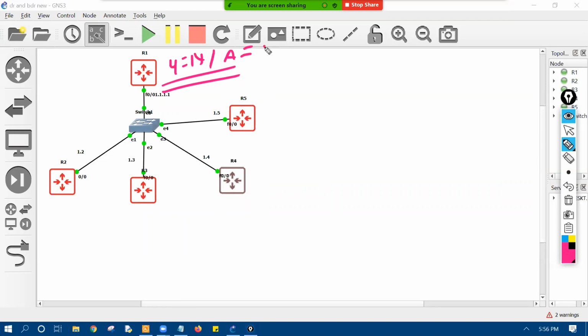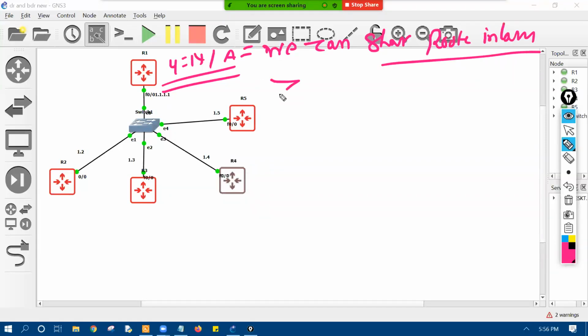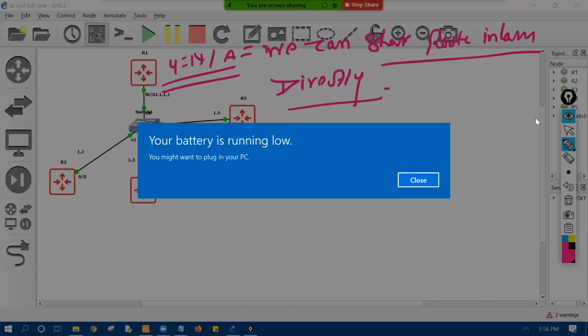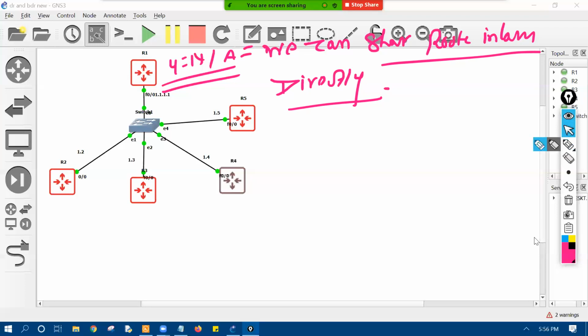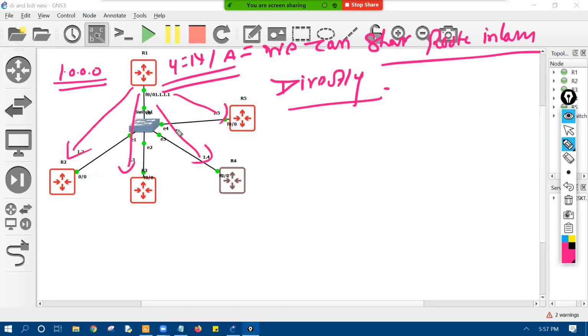Adjacency means we can share the route information directly. So in this case, what happens if R1 receives an update, 1.0.0.0? R1 will send this update to whom? This one, this one, this one, and this one. Directly, I'm not saying indirectly, directly it will send the update to each and every router because they have 4 adjacencies with every router.